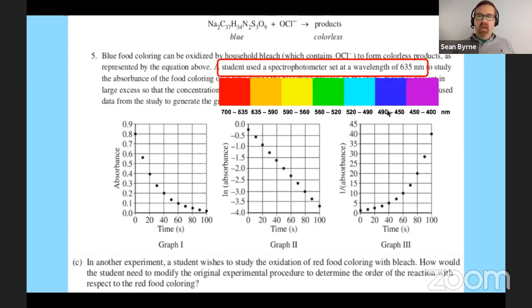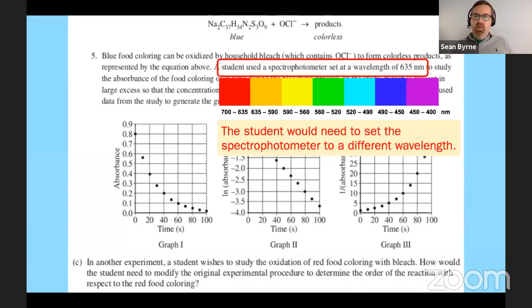So in this case, we had a blue color of our solution. The experiment, as it was done, used a wavelength of light that was pretty far away from it. If you change the color to a red food coloring with bleach, all we would want to do is change the wavelength at which we measured the absorbance of the solution, and then we're able to surmise the concentration from there. And so the answer would be, you would set the spectrophotometer to a different wavelength.